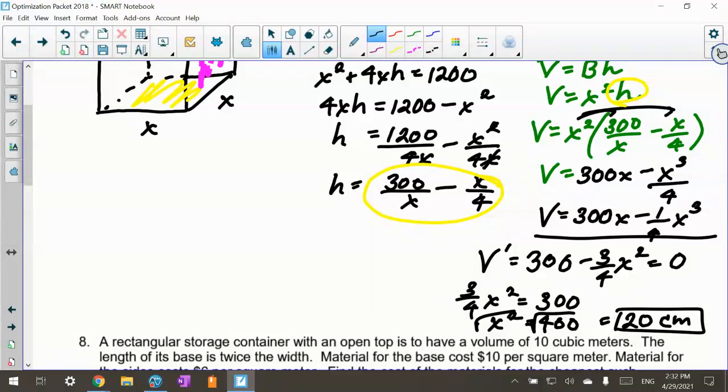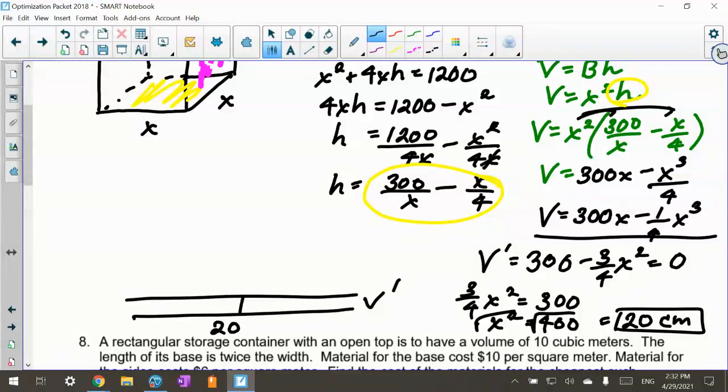So our height. Well, let's check to make sure. Remember, we always have to check our V prime. I put 20 here, and I would put this in my calculator and look to the left and right of 20. When you do that, you're going to get positives here and negatives here. So this is truly a max.